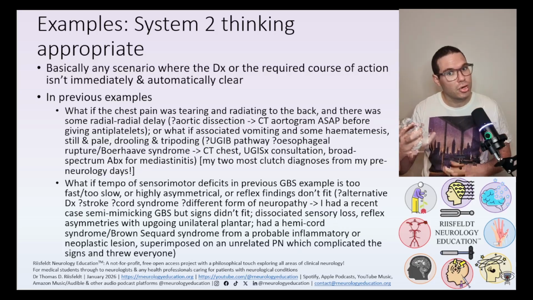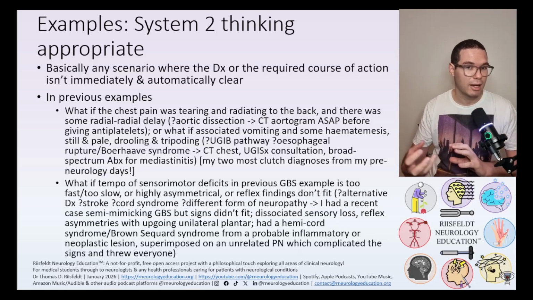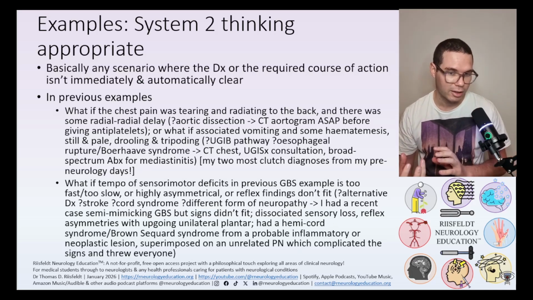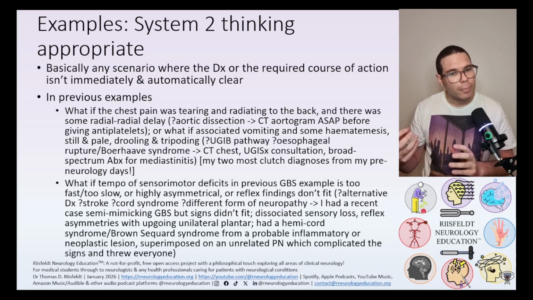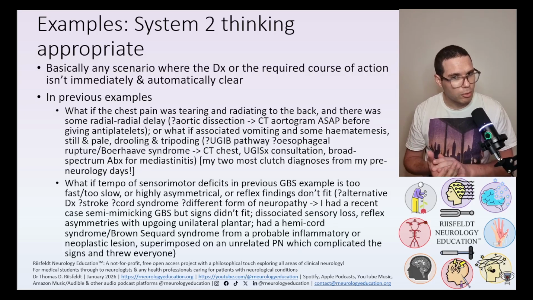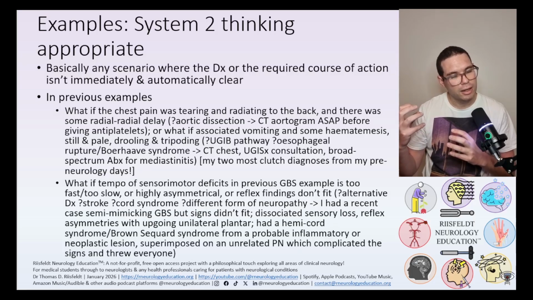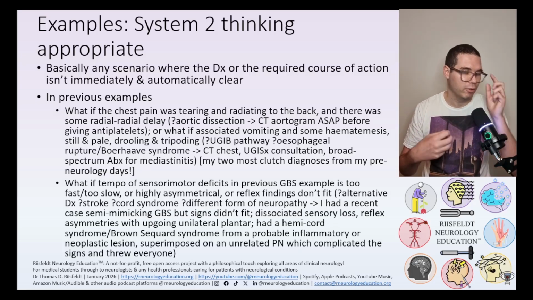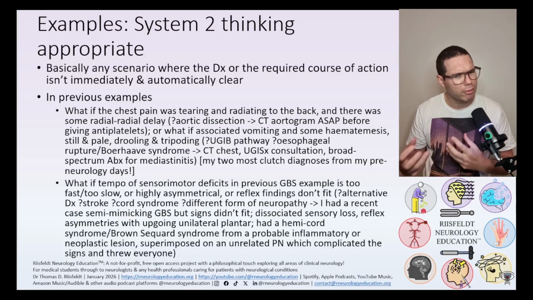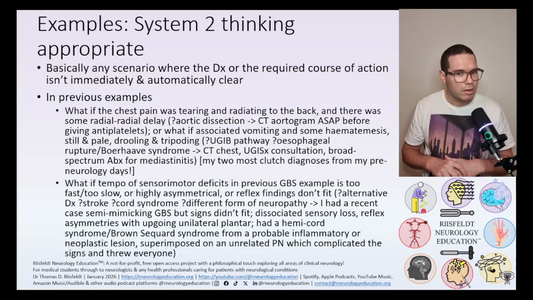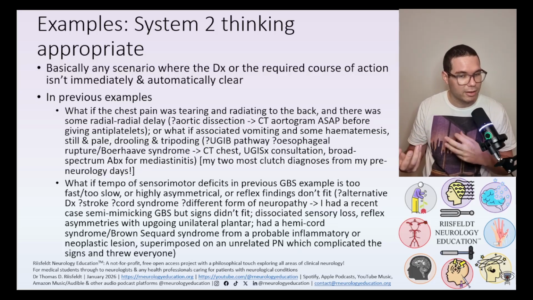Now let's change the neurology example we gave to explain where systems two thinking needs to kick in. So in the previous Guillain-Barré syndrome example, what if the tempo was a bit off? So it was a bit too slow or a bit too fast? Or what if the anatomic pattern wasn't quite right? What if it was highly asymmetrical? Or what if the reflex findings didn't quite fit? Then you would in fact need to think of alternative diagnoses. Could it be a stroke? Could it be a cord syndrome? Could it be a different form of neuropathy? Could it be multiple lesions?